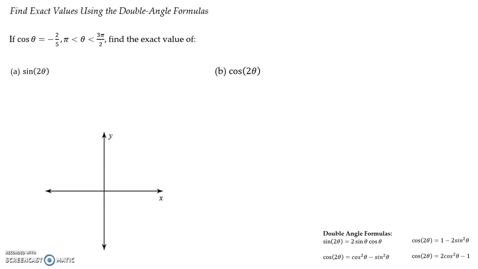We're given information about cosine of theta. We know that it's a negative 2/5. And we're given information about our angle theta. It's between pi and 3 pi over 2. So that means we're going to be drawing our triangle in quadrant 3. So let's go ahead and draw our triangle first.